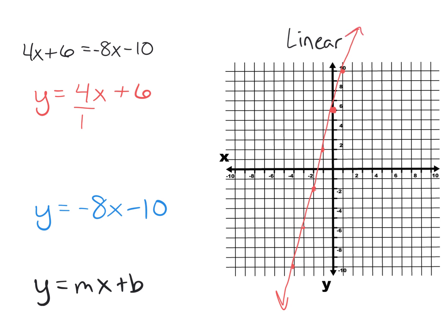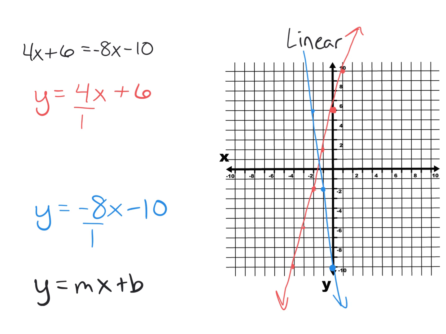Now my blue line, where's my starting point? Negative 10 on the y-axis, and then my slope is negative 8. I'm going to go up 8, left 1. Why did you go left 1? Because you can't go down and right. Right, it's because it's negative here, so making sure our line is staying negative. So keep going up 8 over 1, and then draw your line.